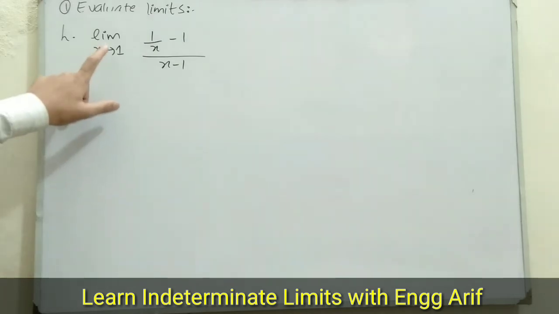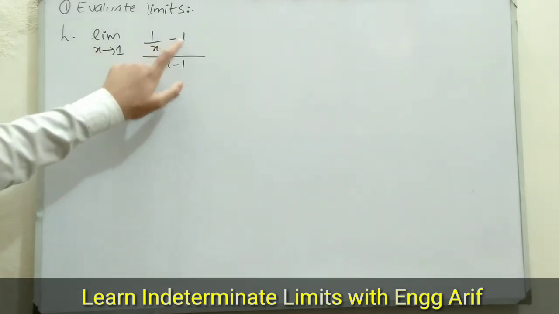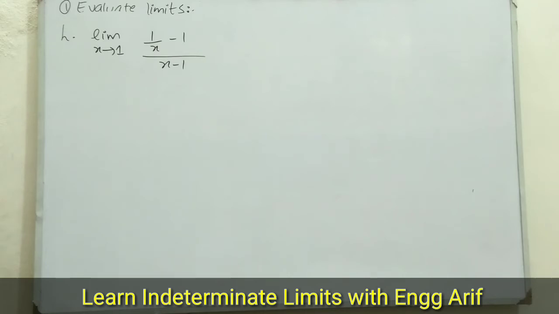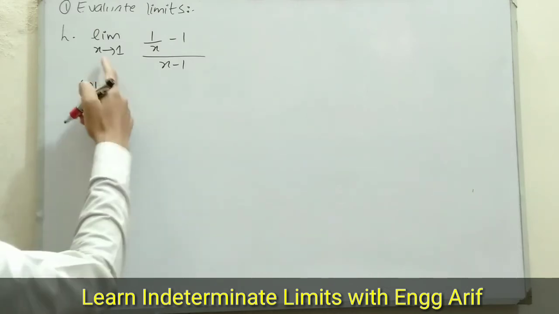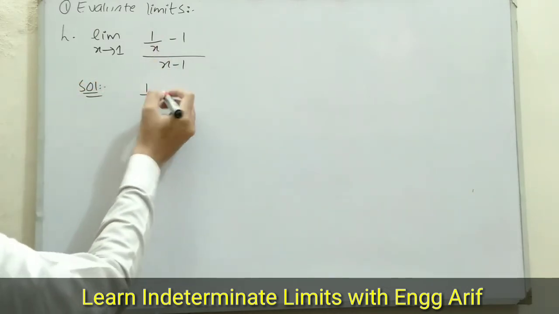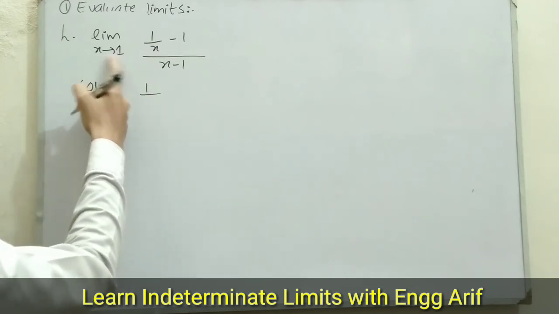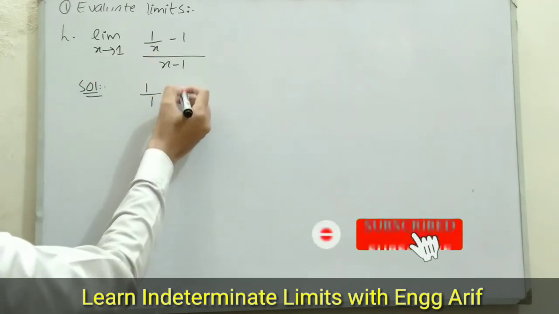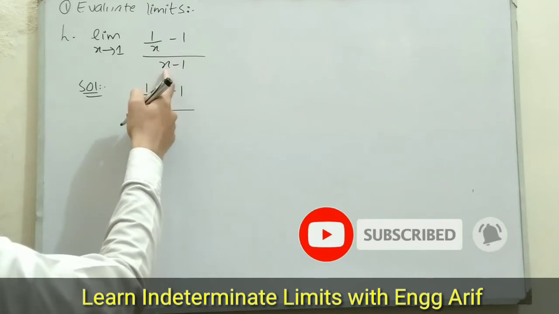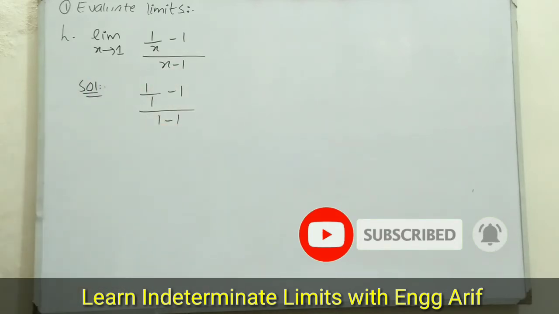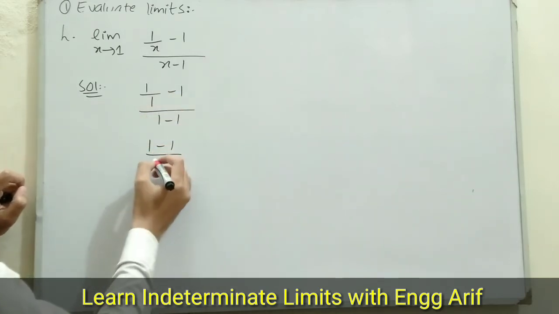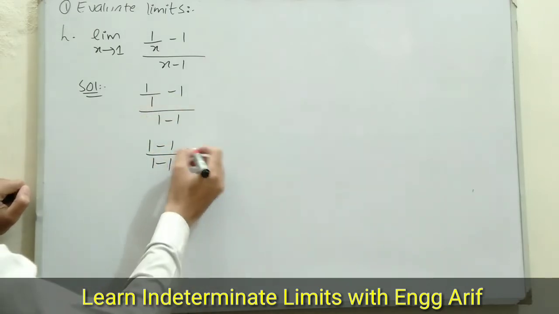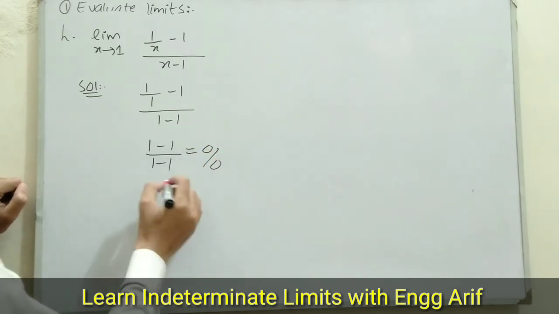It tells: limit x approaches 1 of (1 over x minus 1) divided by x minus 1; find this fraction at the specific value x approaches 1. So move towards the solution. Now I put x equal to 1 in this fraction, because it is given x approaches 1. So 1 over 1 minus 1 divided by x minus 1, where x is 1, so it becomes 1 minus 1. 1 divided by 1 gives us 1. So in the numerator we are left with 1 minus 1, and in the denominator we are left with 1 minus 1. It gives us 0 divided by 0, again an indeterminate form.